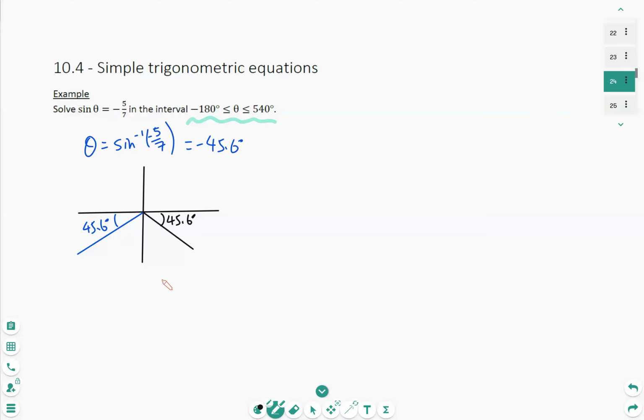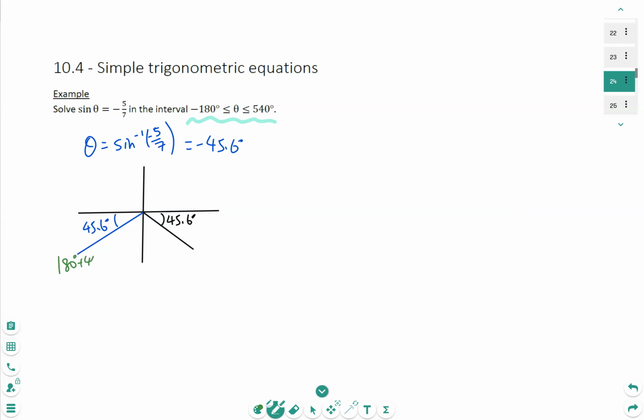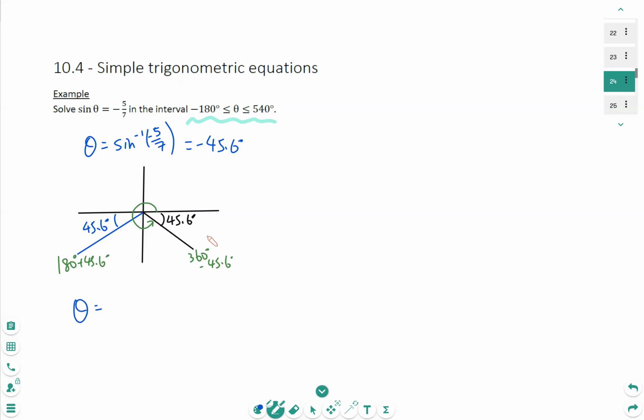Next, let's find out the two solutions. This one is 180 plus 45.6 degrees. This angle is 360 degrees minus 45.6 degrees. Why is it 360? Because you go all the way down there. So you should get theta equals 225.6 degrees or 314.4 degrees. Now we can't stop here, because the range is different.